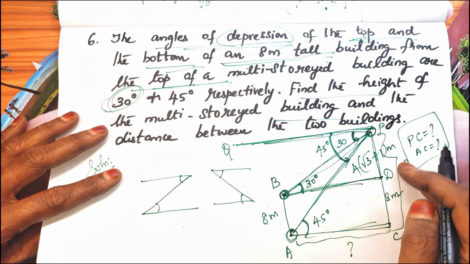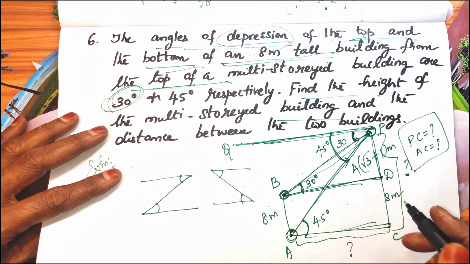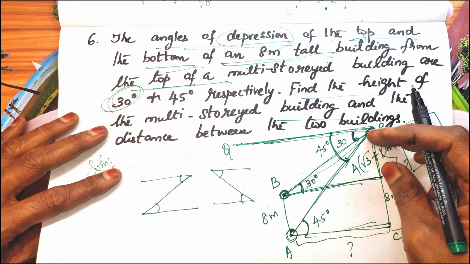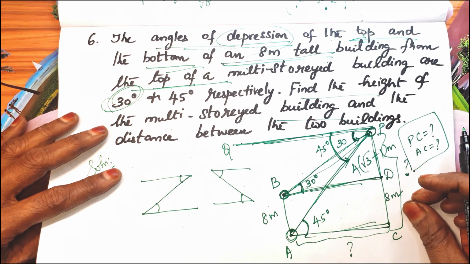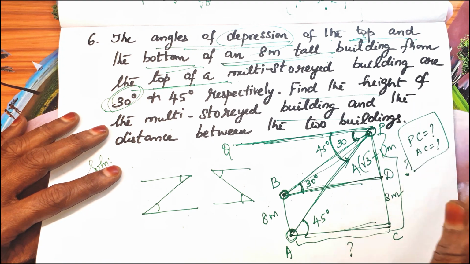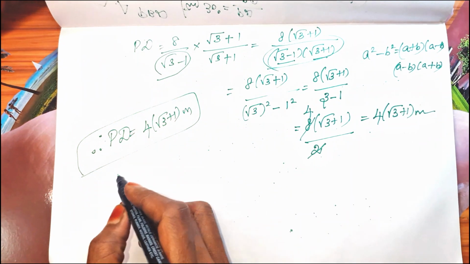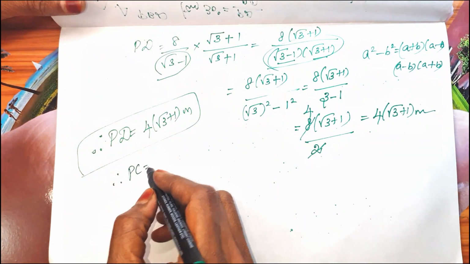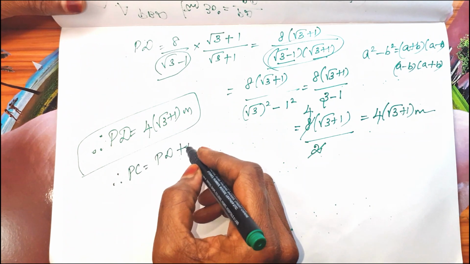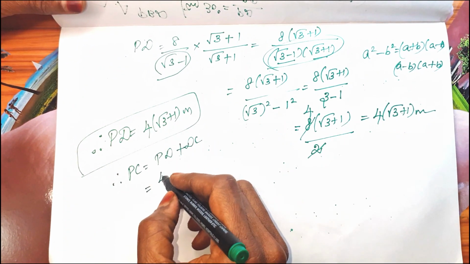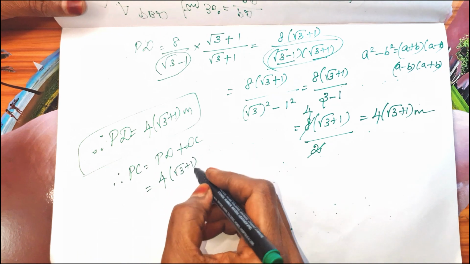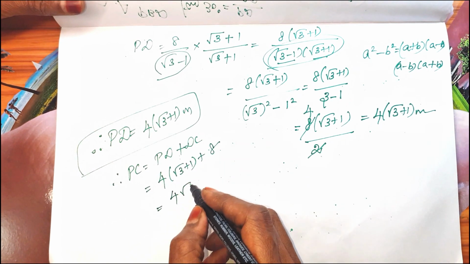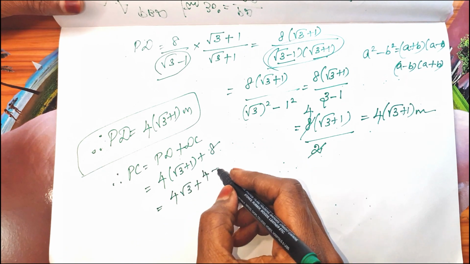But we are going to calculate the full length, right? Full length means already this distance is 8. This we got as 4 root 3 plus 1. Just we have to add these two. So PC is equal to PD plus DC. PD we got as 4 into root 3 plus 1, plus DC is 8. You multiply this 4 inside: 4 root 3 plus 4 plus 8.